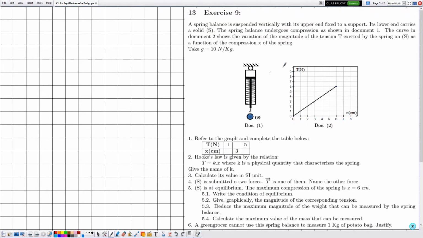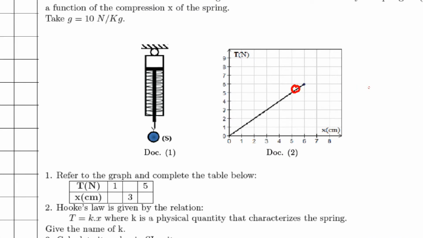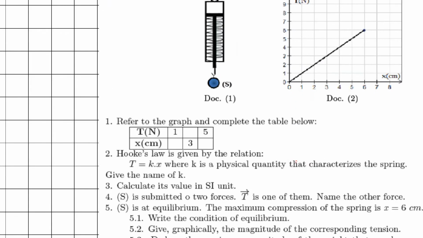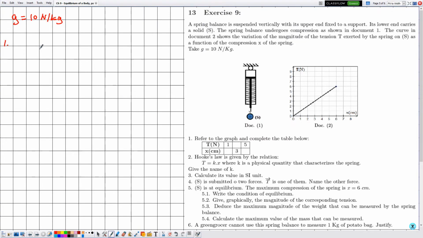Now the curve in document 2 shows the variation of the magnitude of the tension T exerted by the spring on S as a function of the compression X of the spring. So this curve shows the variation of T as a function of X, and the shape of this curve is a straight line passing through the origin, reflecting Hooke's law. Now we know that the value of g is equal to 10 newtons per kilogram, which reflects the fact that this experiment is being performed on the surface of Earth. Now number 1, they are asking us to complete the following table. It consists of 4 columns.